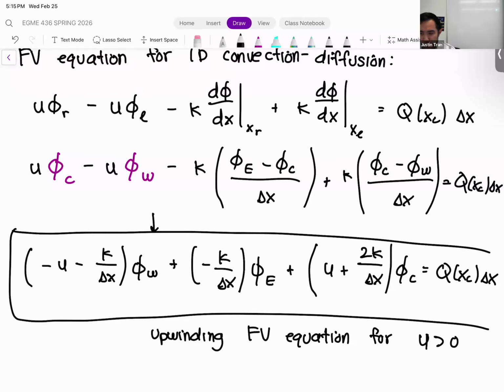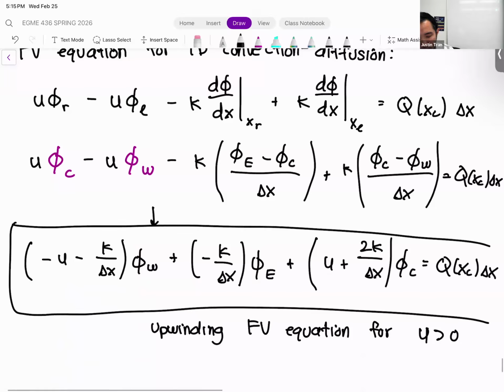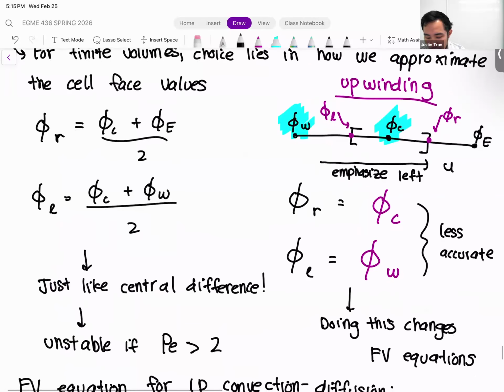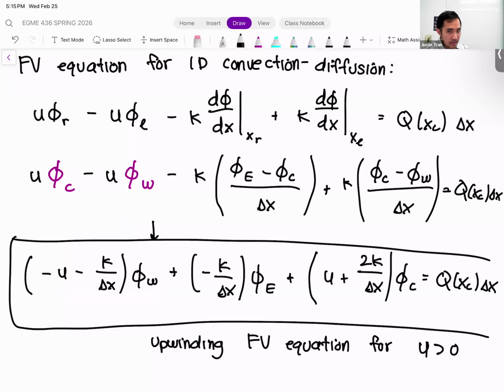Now, of course, if your velocity was negative, you would upwind in the other direction, so you'd place more emphasis on the right, and that would change your equations here as well. But that's essentially how you perform the upwind. Now, you might be asking: the way we did upwinding here was a little bit extreme, since we just took one of the values. So what if we do a weighted sum instead, like 1/3 phi sub c plus 2/3 phi sub e? That concept is a real thing, but we're not quite ready to discuss it yet. We'll discuss it when we go over higher order convection schemes.